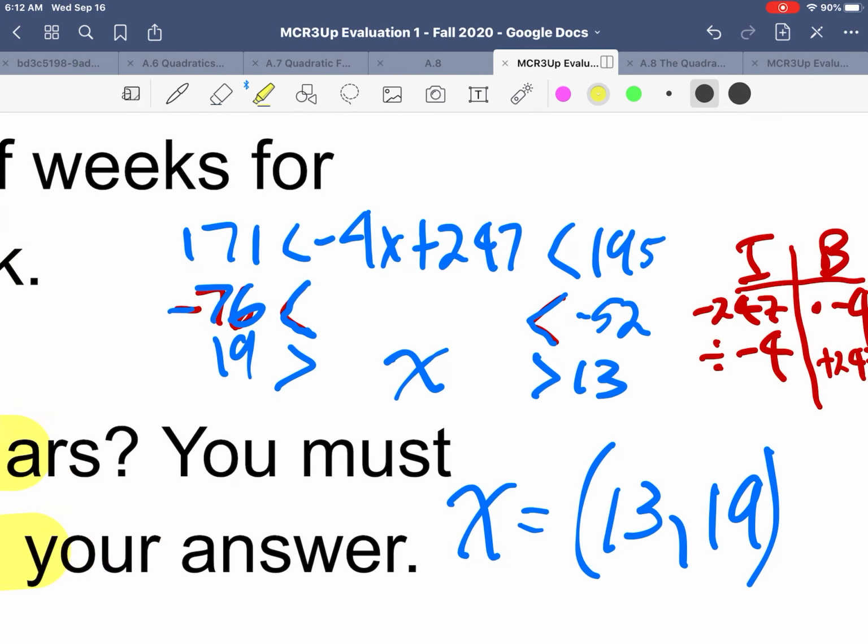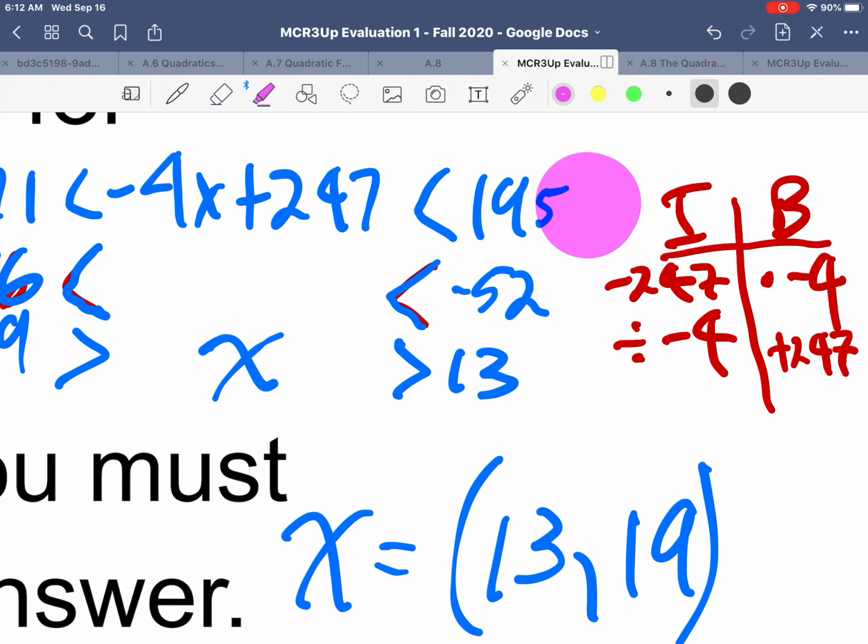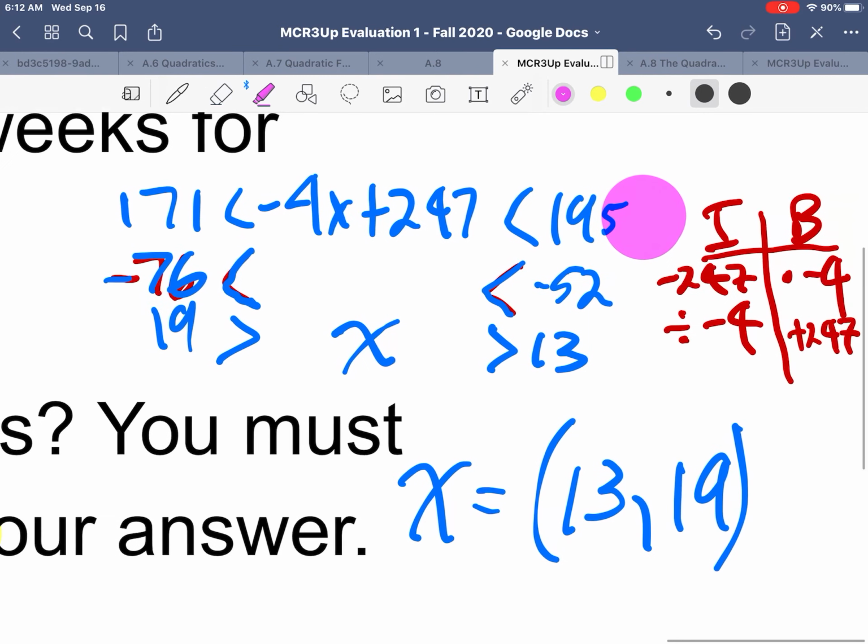Well, the first part here is to set up and solve. So we've set up and solved an inequality here. The amount of money has to be between 171 and 195. So that's setting up the inequality. Then over to the right, I've shown the bed mass and inverse table. Following that, I solve the inequality step by step.